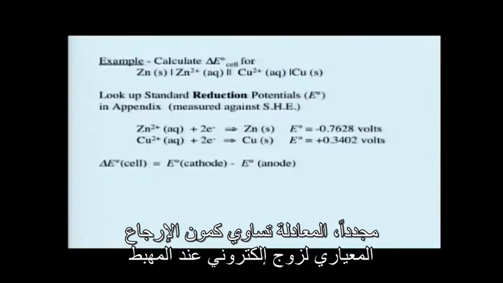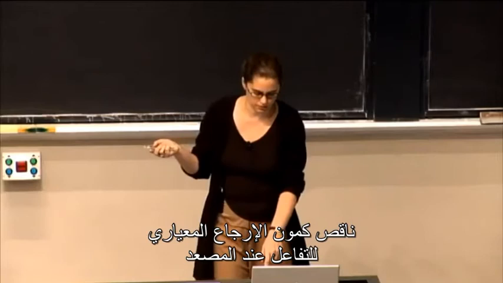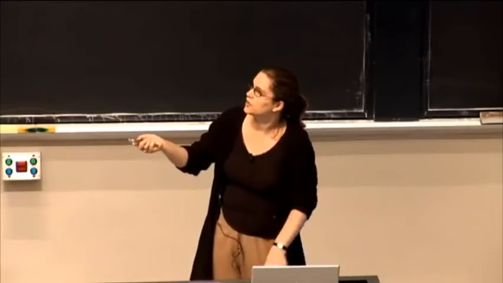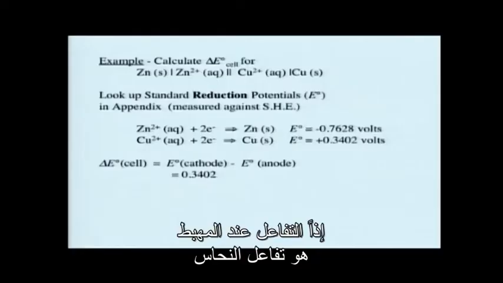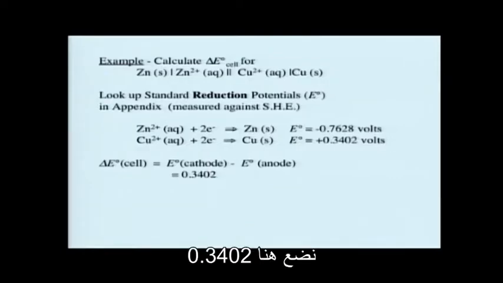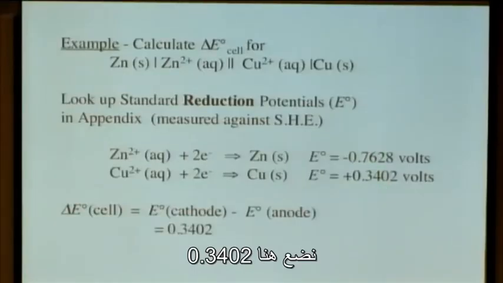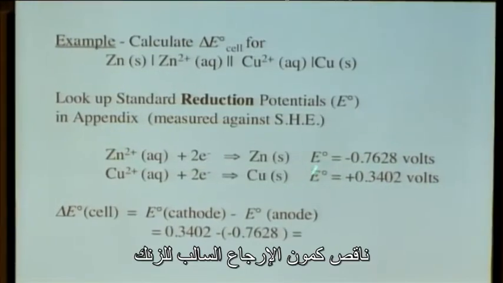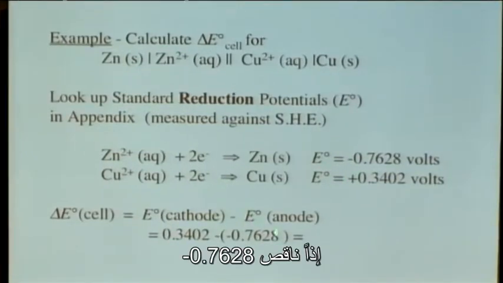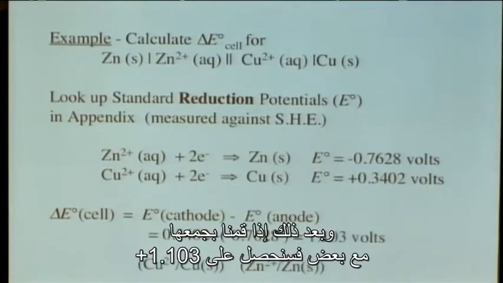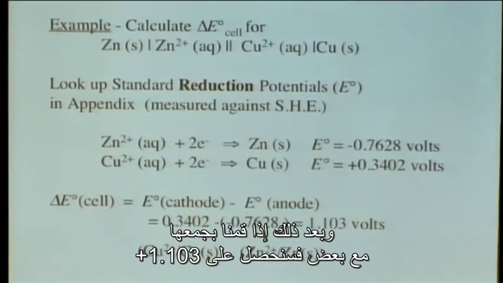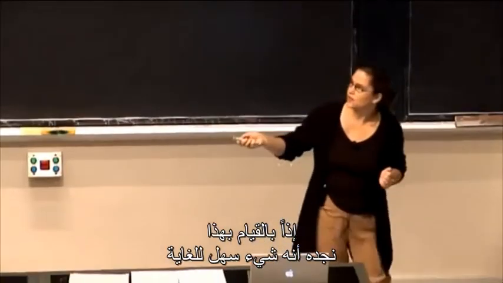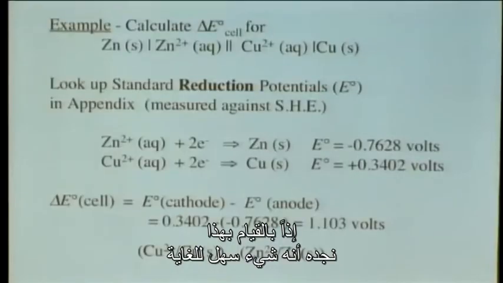Again, the equation is the standard reduction potential for the couple at the cathode minus the standard reduction potential for the reaction at the anode. The reaction at the cathode is the copper reaction, and so we put in here 0.3402, and then minus, and the zinc reduction potential is negative, so it's minus 0.7628. If we add that together, we get a positive value of 1.103.